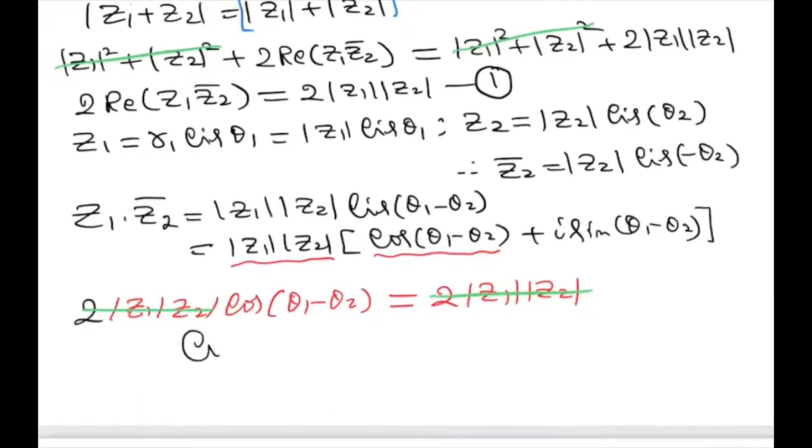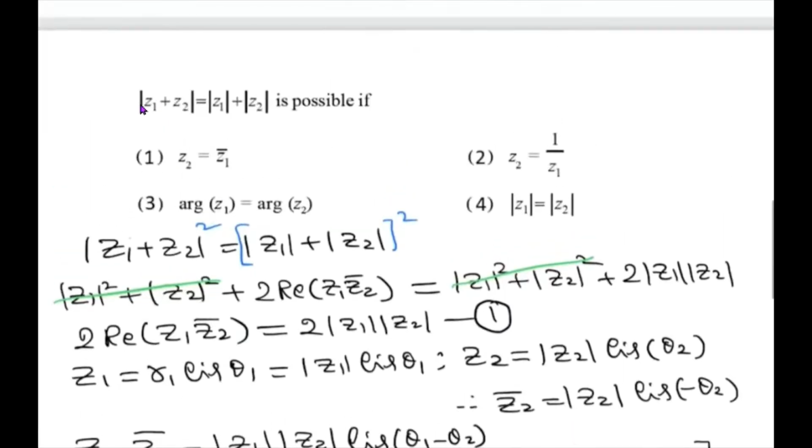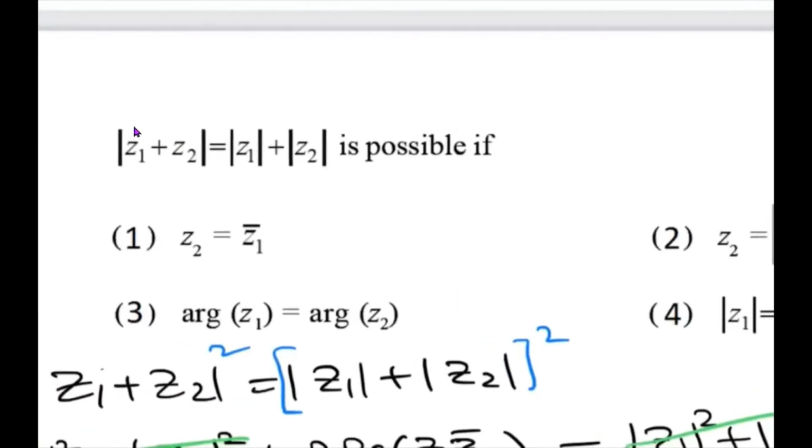You'll be left with cos of theta 1 minus theta 2 is 1. So that gives us theta 1 minus theta 2 is 0. Theta 1 equal to theta 2. That is argument of z1 equal to argument of z2. So whenever argument of z1 equal to argument of z2, then the result modulus of z1 plus z2 equal to mod z1 plus mod z2 is true.